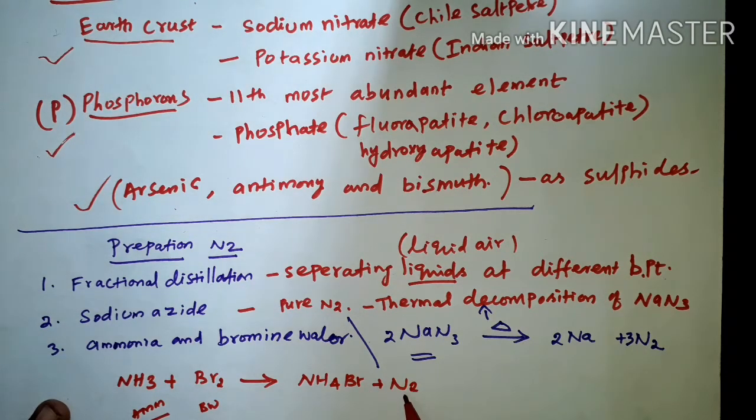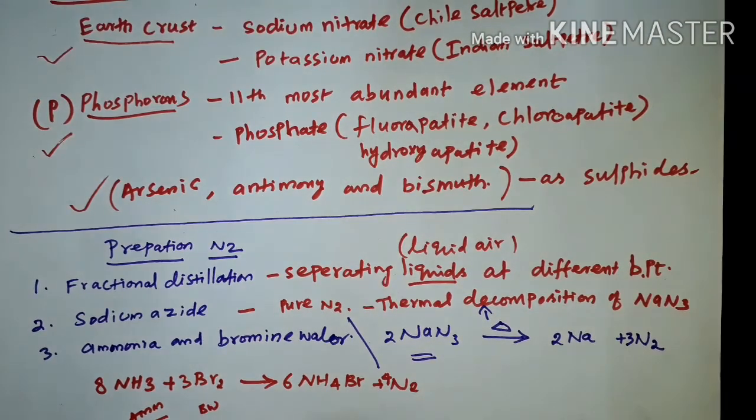Now balance the equation. Here N2, we are adding 8 here. I am putting here 3. So finally we are getting 6 NH4Br. So how many nitrogen is here? So 8 nitrogen. So I am adding here 4. So 8 nitrogen. Sorry.